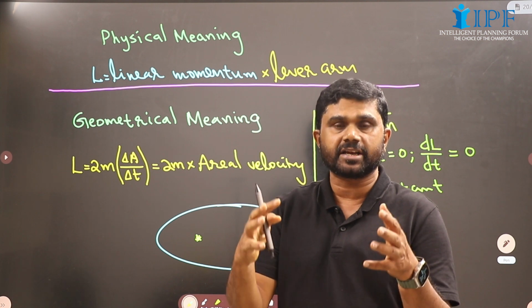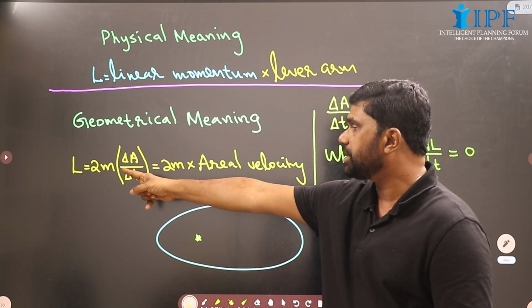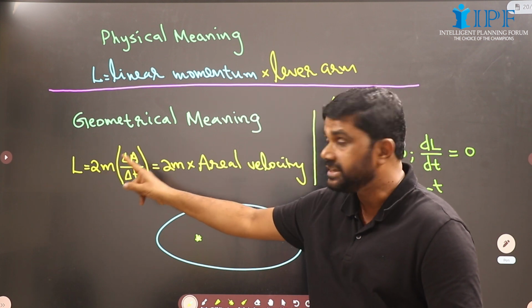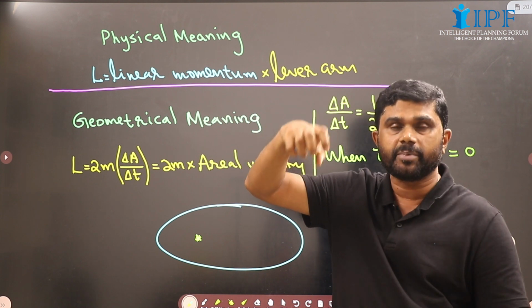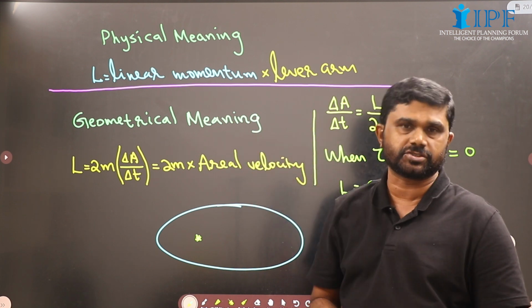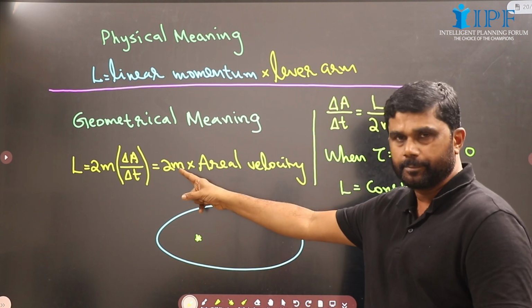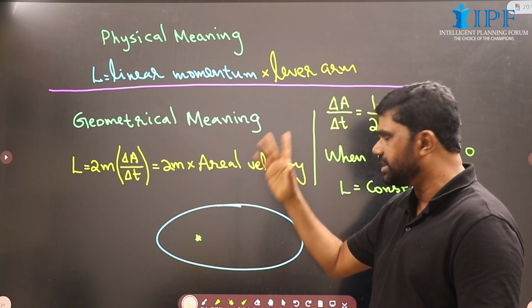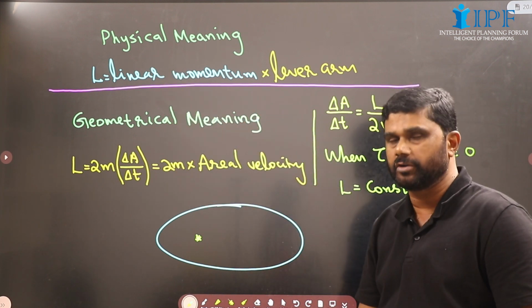Now what is angular momentum? We can answer that question in a different way. Angular momentum L equals 2m into delta A by delta T, that is the area divided by time, which is called areal velocity. So angular momentum equals 2 into the mass of the body into areal velocity. And this is called the geometrical meaning of angular momentum.